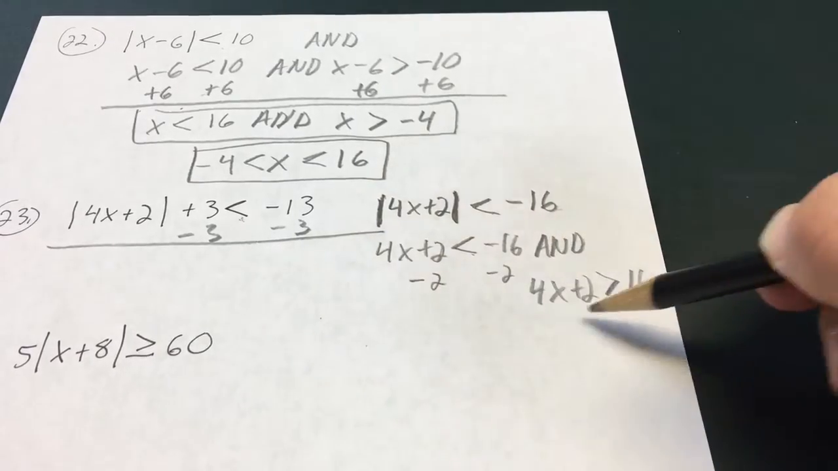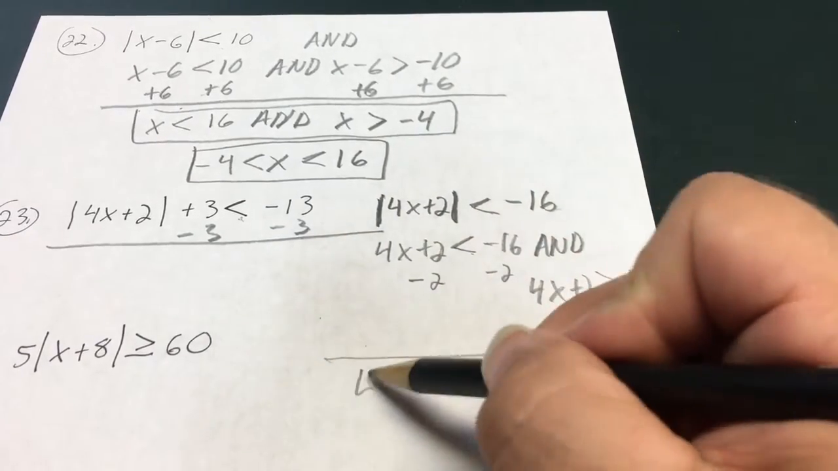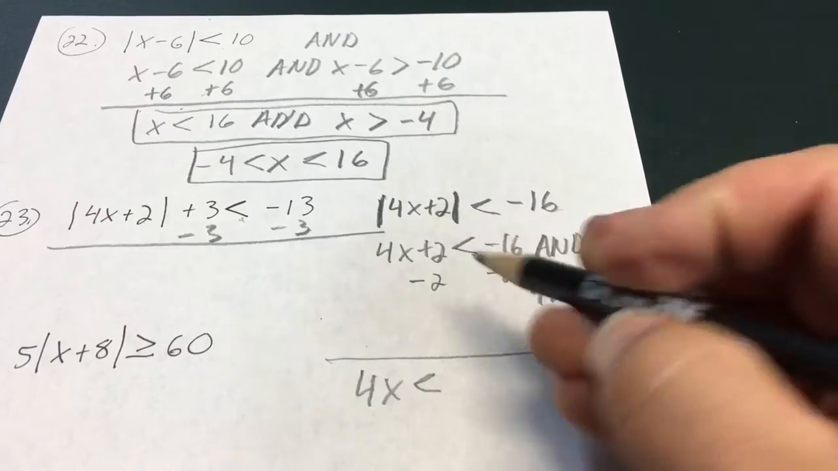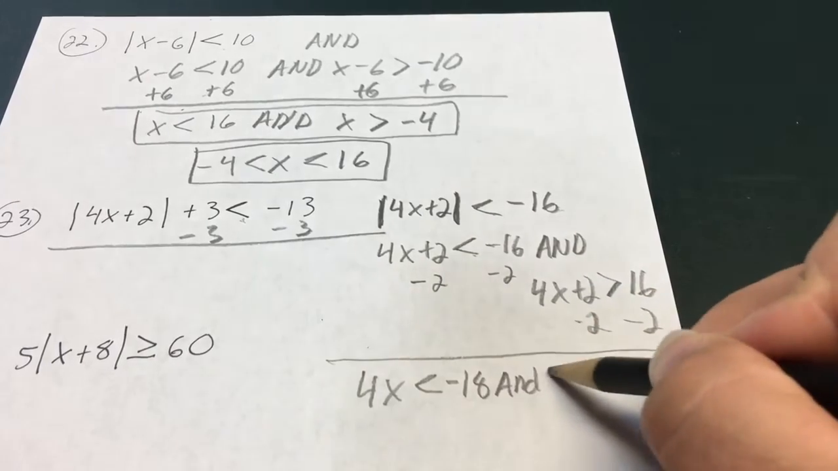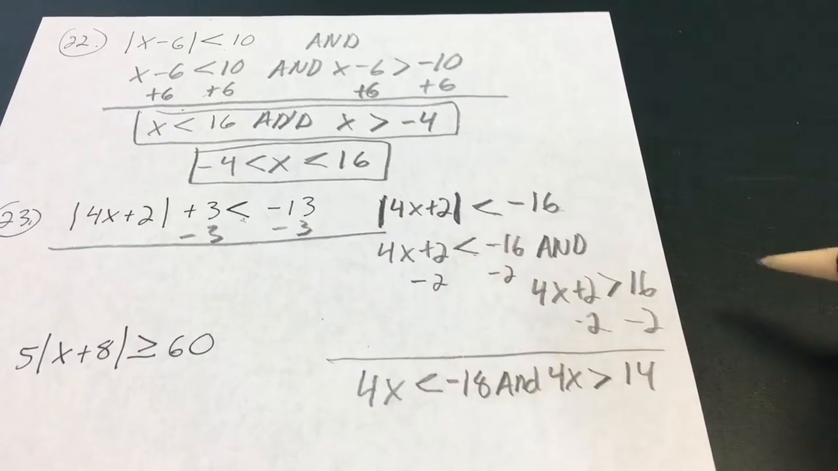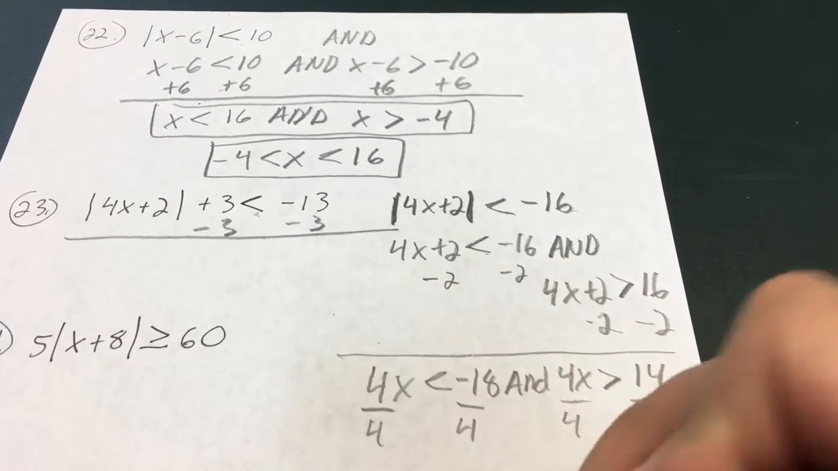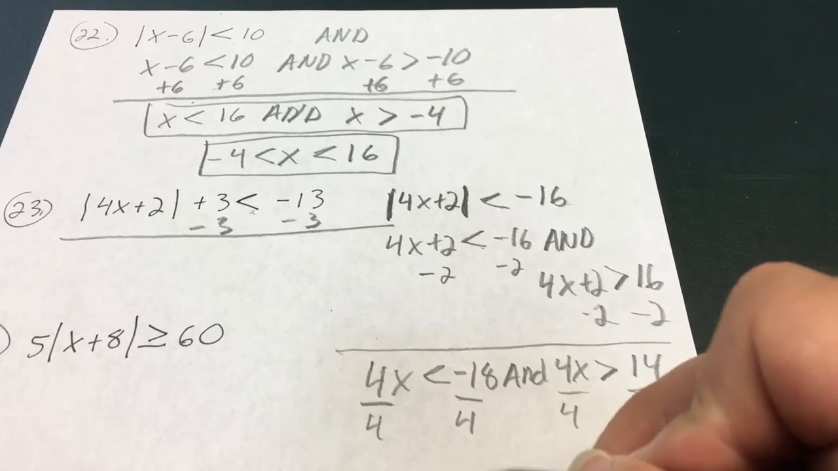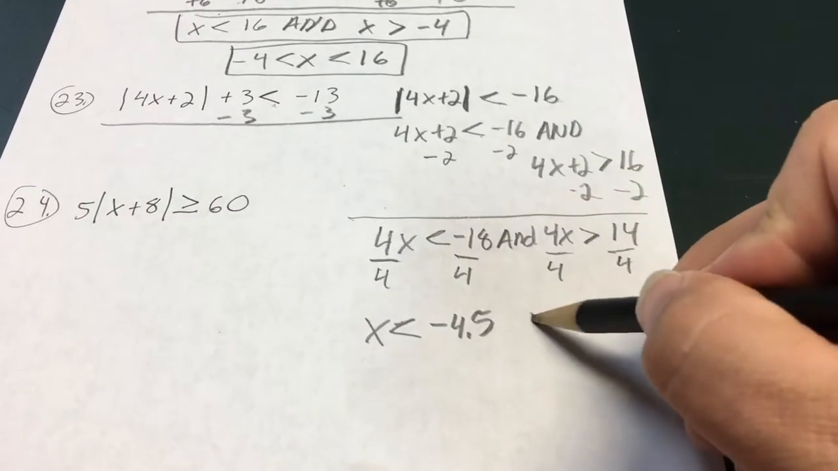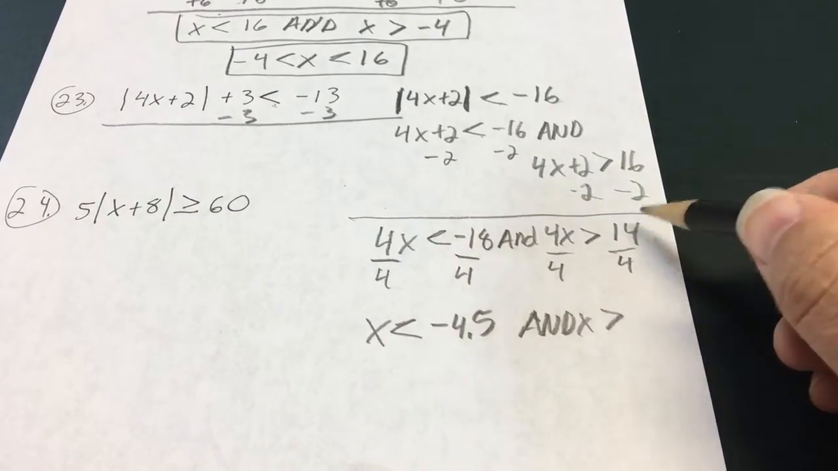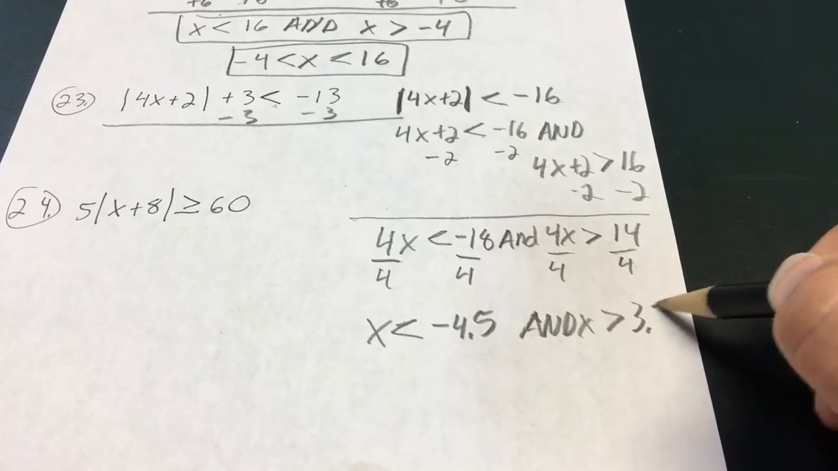I'm going to subtract 2 from everything. That's going to give me 4x is less than negative 18, and 4x is greater than 14. Divide everything by 4, and that gives me x is less than negative 9 over 2, which is negative 4.5, and x is greater than 7 over 2, which is 3.5.